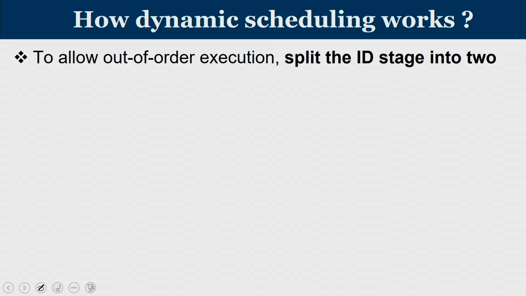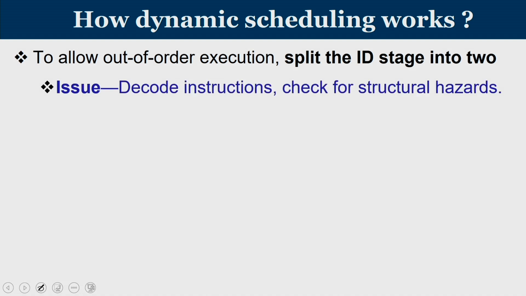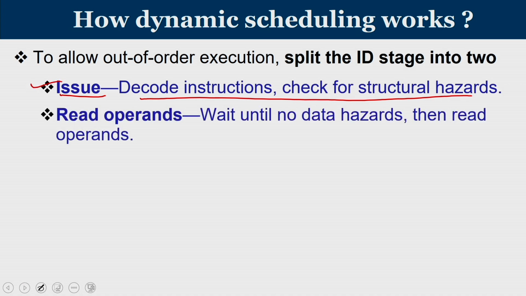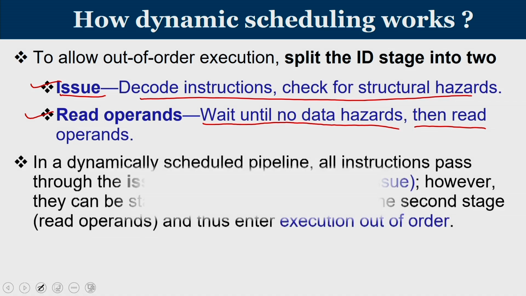So, how basically does dynamic scheduling work? This is what we have seen earlier. To allow out of order execution, we split the ID stage into two. One is the issue stage, wherein decoding of instructions and checking for structural hazard happens. At the end of the issue stage, your functional unit is ready and you are assigned to these functional units. Then, while waiting to enter the functional unit, the read operation is performed, where you wait until there is no data hazard. As long as issue is done, you reach the reservation station associated with the functional unit, and as and when the operand is available, you perform execution.